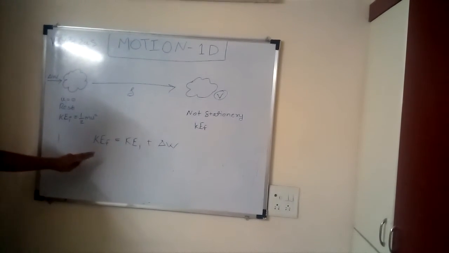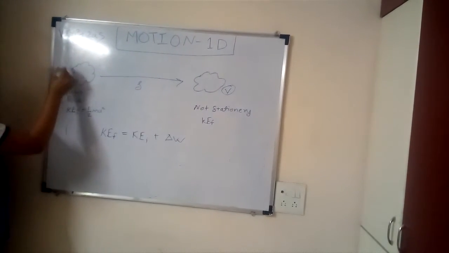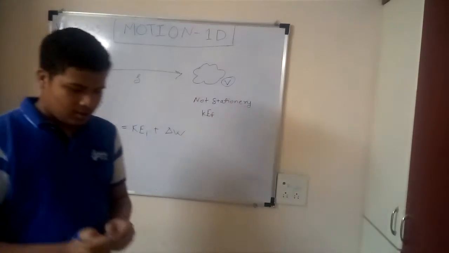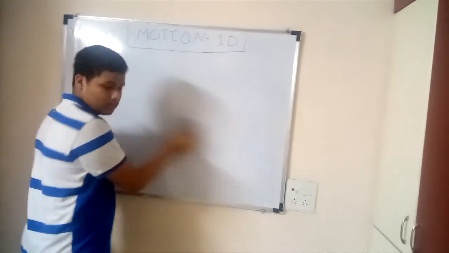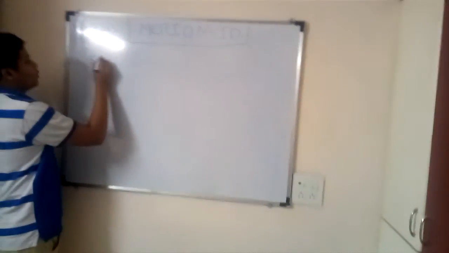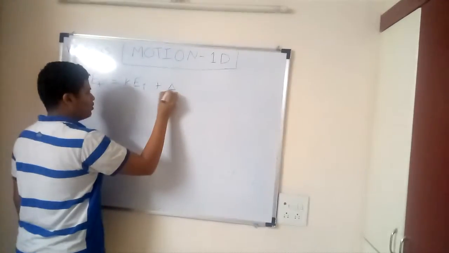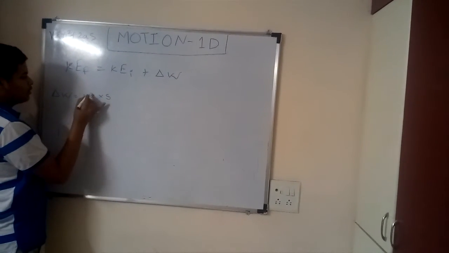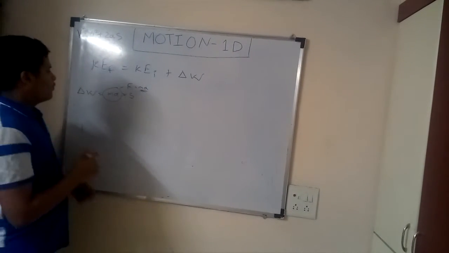And this is because Einstein said that energy can neither be created nor be destroyed, but can be transferred from one form to another. That's why this is always equal to this. Okay. Now I will write it out. Final kinetic energy is equal to initial kinetic energy plus work done. As you know, work done is equal to force into displacement, where force is equal to ma.